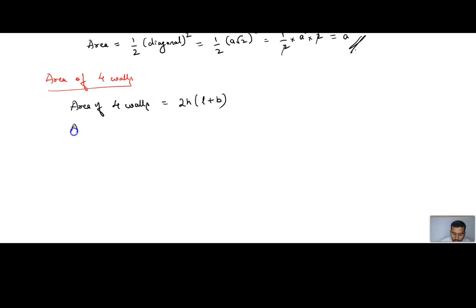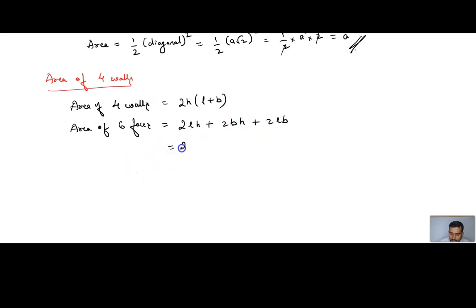If they give the area of 6 faces or 6 walls, no problem. Then what formula will we use? Can you tell me, children, to find the area of 6 faces or 6 walls? That is 2 into L into H plus 2 into B into H plus 2 into L into B.